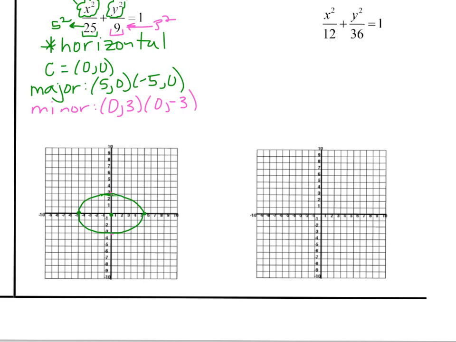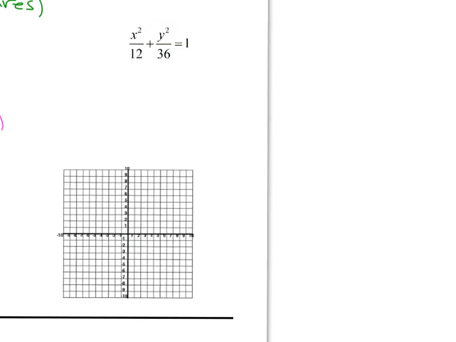All right, take a moment and connect those 4 vertices to form the shape of the ellipse. And your ellipse should look something like this. Notice it's not quite a circle.